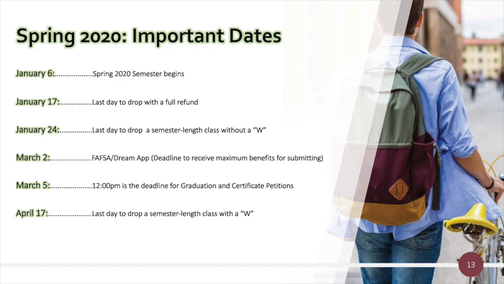Make sure to apply for graduation before the deadline your last semester at Oxnard College. April 17th was the last day you could have dropped a semester-length class with a W. If you weren't performing as well as you'd hoped and wanted to drop a class with a W on April 18th, the system would no longer allow you and you would end up with a grade for that class.